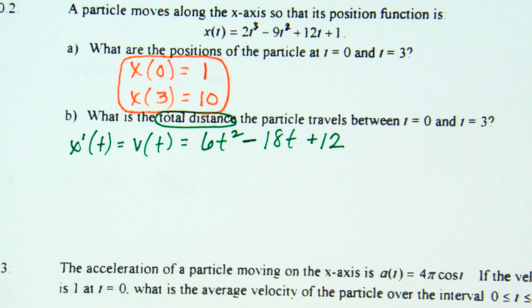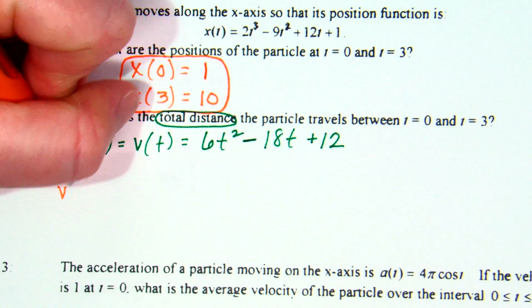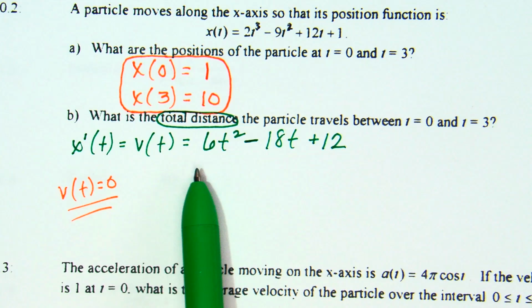Now think through this. We know that we started at a position of 1, we ended at a position of 10. How are we going to figure out how we get from 1 to 10? Which way we're moving, when we stop and turn and go the other way? Find out when velocity equals 0. You got it. We need to figure out when velocity equals 0.